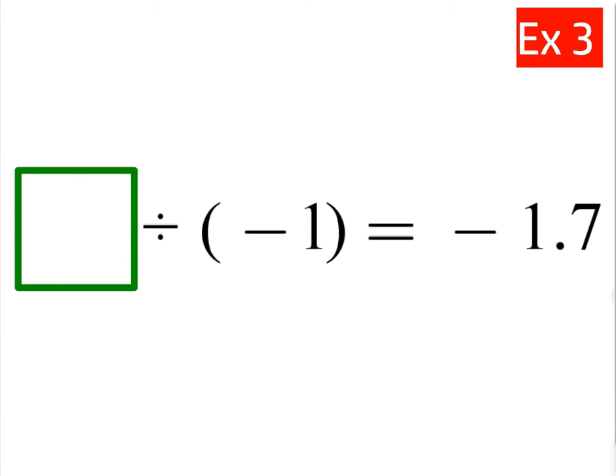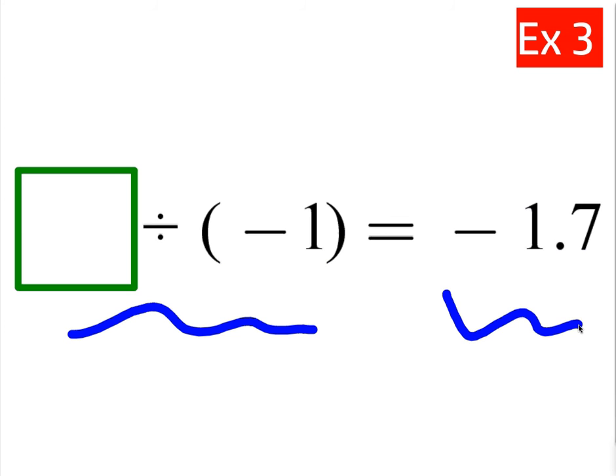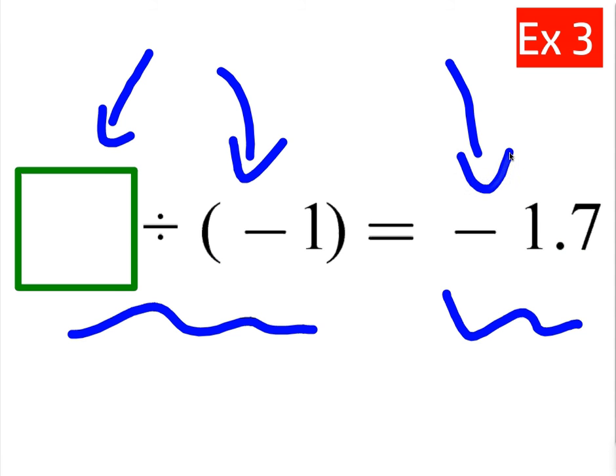What number divided by negative 1 gives you negative 1.7 back? Well, if I started with something and divided by a negative and I ended up with a negative, it must have been positive, right? And we're dividing by negative 1, so therefore the answer must be 1.7.